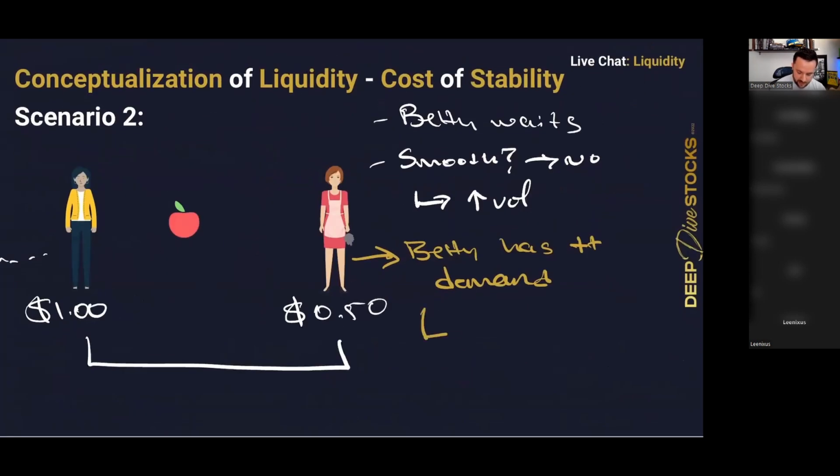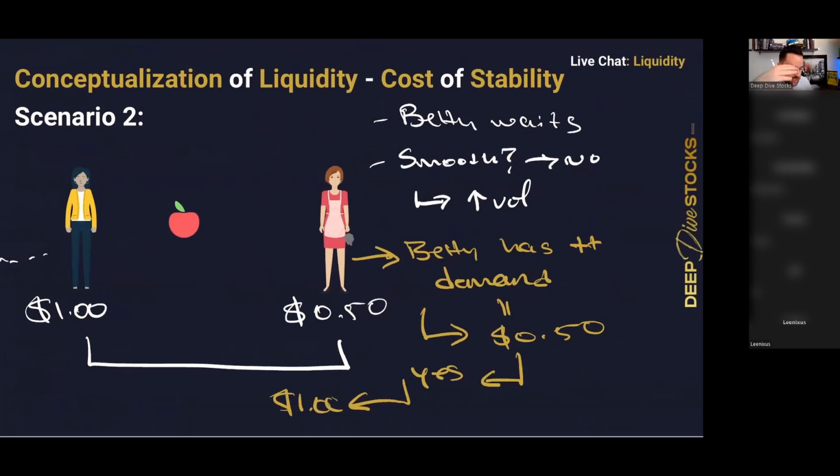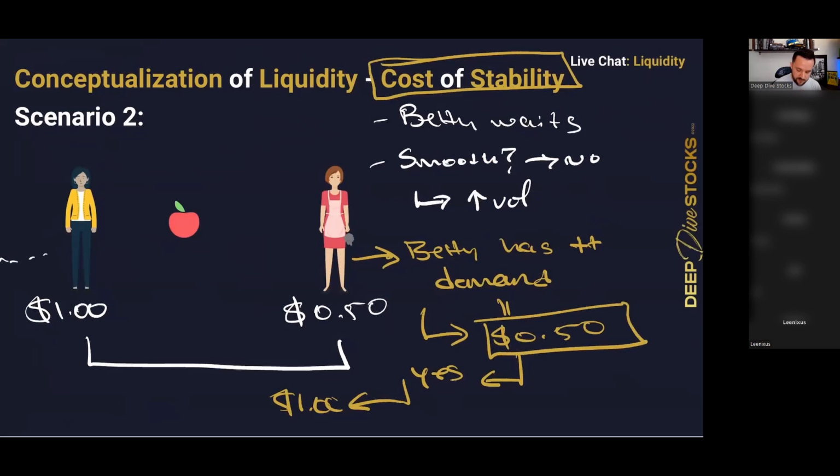Betty needs to decide, is this demand worth 50 cents? Is her need to fulfill this transaction, to purchase this apple, worth 50 cents? And if the answer is yes, then she purchased the apple for $1. And we can say that the cost of maintaining her position as a baker was worth 50 cents.